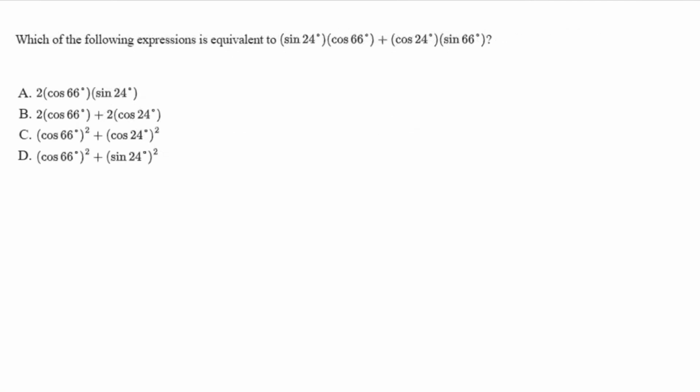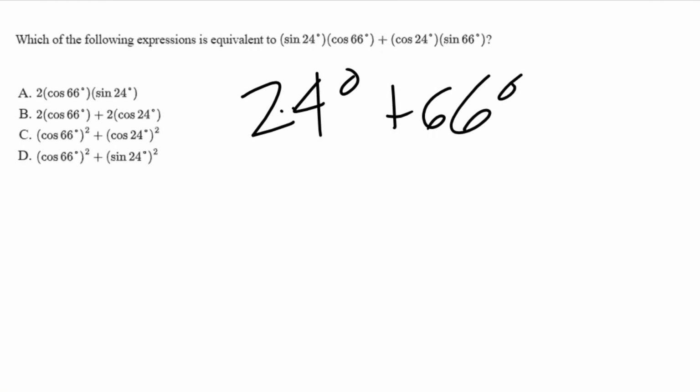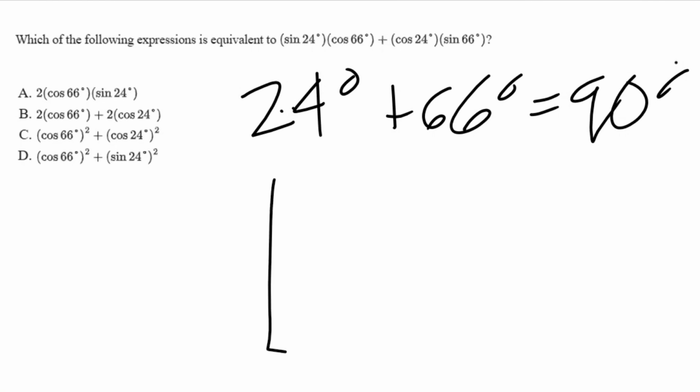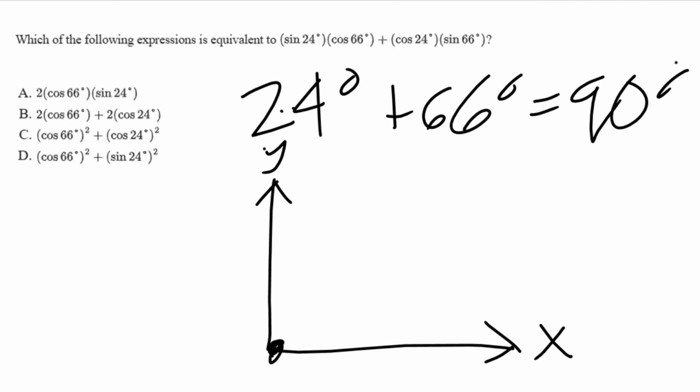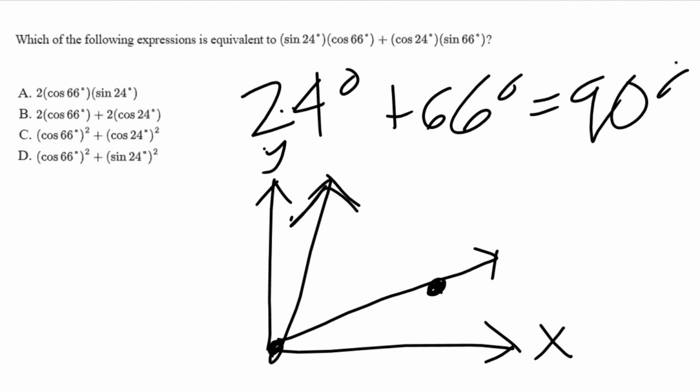Okay, which of the following expressions is equivalent to sine of 24 times cosine of 66 plus the cosine of 24 times sine of 66? So the important thing to recognize here is that you have complementary angles. What that means is that 24 degrees plus 66 degrees equals 90 degrees, which is a right angle. So if you have a line, let's pretend this is the y-axis, this is the x-axis, and here's our origin. You have the sine of 24, or 24 degrees, which is going to be approximately over here, and you have the cosine of 66, going to be approximately over here.